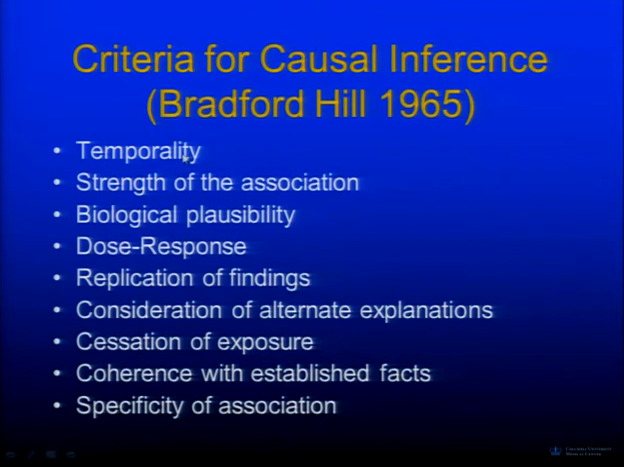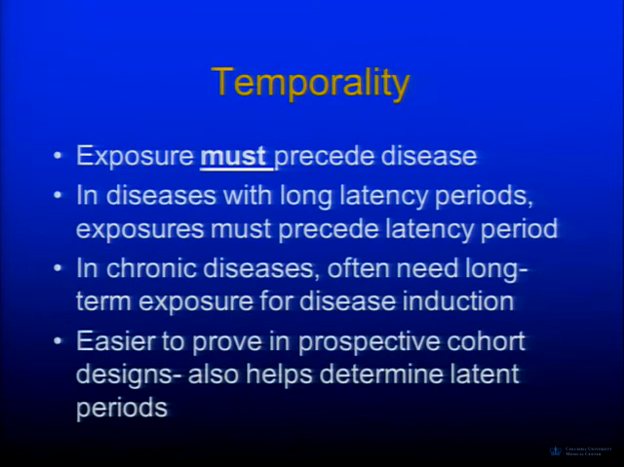So they're all listed here: temporality, strength of the association, biologic plausibility, dose response, replication of findings, considering alternate explanations, what happens when you stop the exposure, does the association make sense with everything we know about the exposure and about the disease and how it occurs, and is the association specific? So I'm going to go through each one of these, and this is how I would like you to think when you're going through your papers. You have two papers, so you can think, okay, what's the first thing? Did you have temporality in your papers? Did your exposure precede the disease?